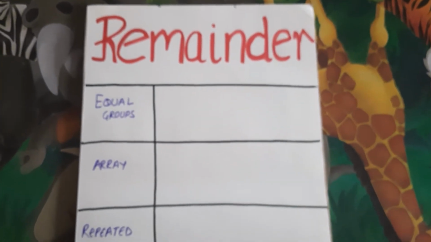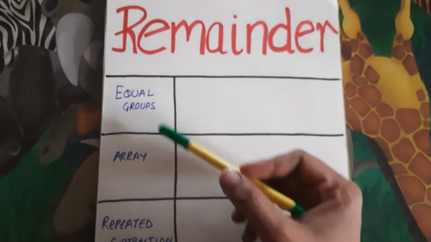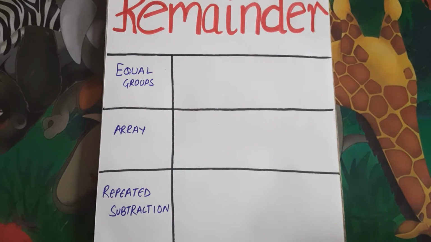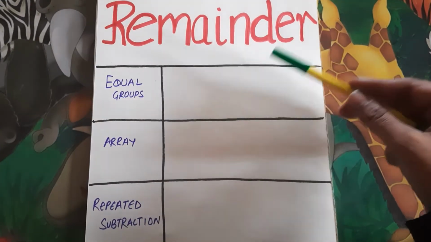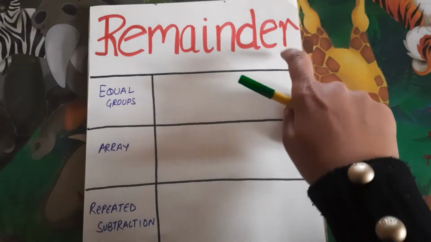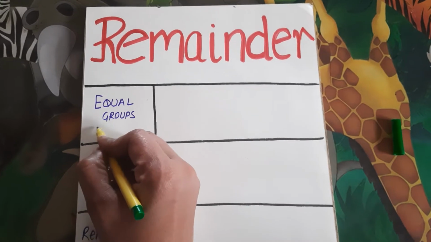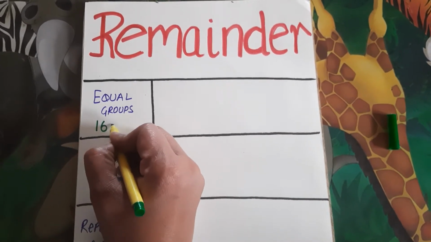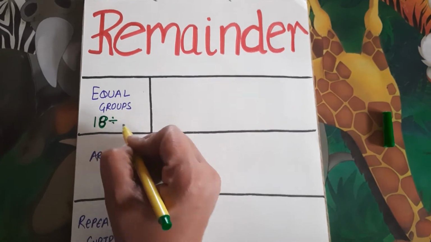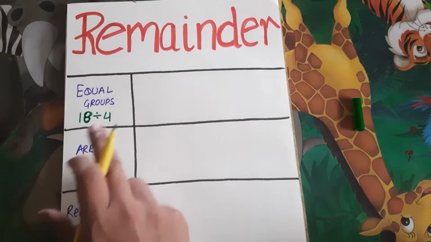In the last video, I had explained how we can show division in equal groups by array and by repeated subtraction. But today we will again show the division, and we will also understand the concept of remainder. Suppose I take 18 divided by 4. So I'll have to divide 18 by 4.